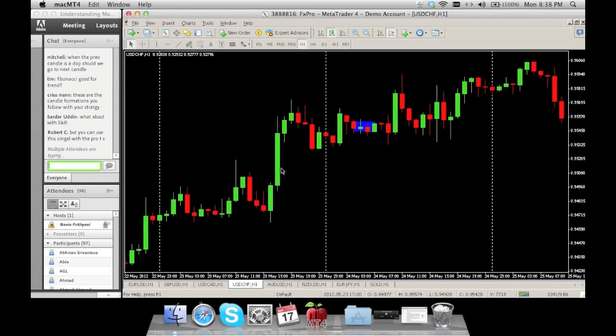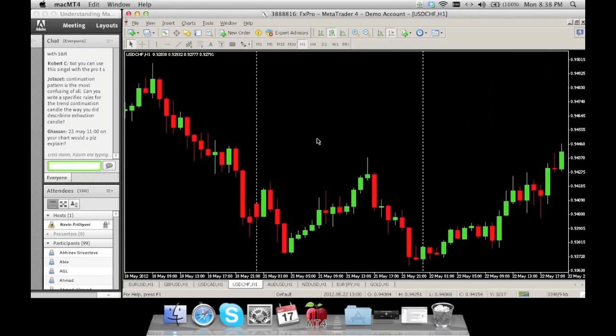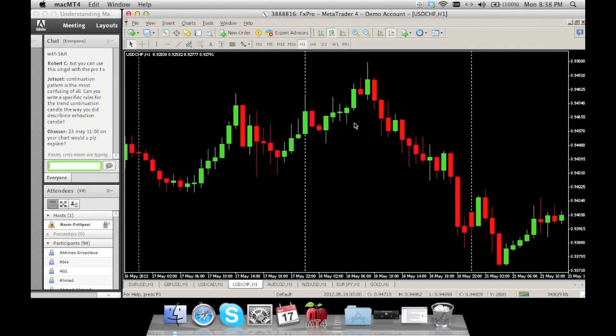Okay, Chris, these are the candle formations you follow with your strategy. Yes, yes. Sardar, what about with support and resistance? Yes, you can use it with support. It's the same thing with the pro trading strategy. You use it with support and resistance. Robert, but you can use the signals with pro. Yes, yes. Jota, that continuation pattern is the most confusing of all. Can you write specific rules for the continuation pattern? I avoid writing rules because you cannot trap the market with certain rules.